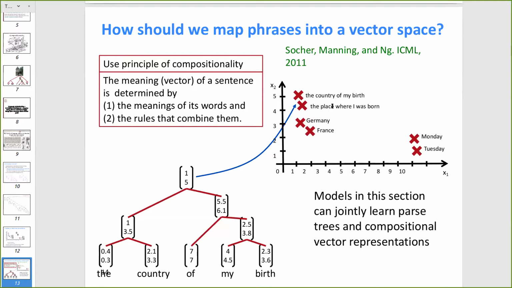And the same happens for the other example as well, the place where I was born. So as we can see here, both of these sentences are somehow related: the country of my birth, the place where I was born. So these two sentences, though they might be different, they are kind of similar, because they're in a way talking about birth. And as we can see here in the vector space, they're actually placed pretty close to each other.